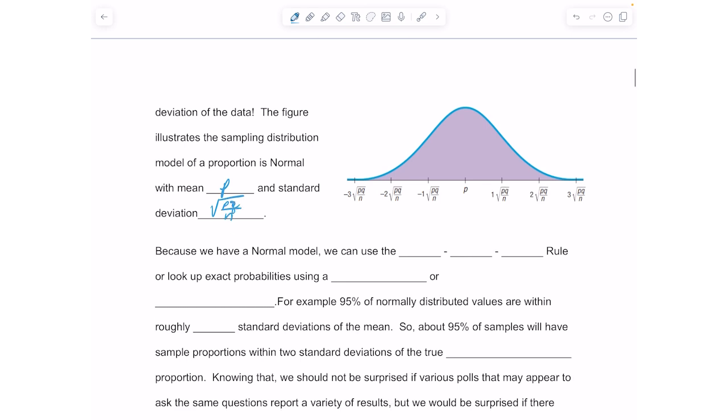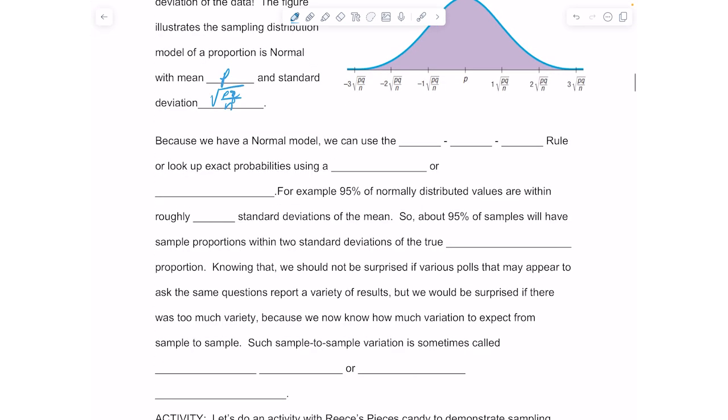Because we have a normal model, we can of course use the empirical rule, 68, 95, 99.7, or we can look up exact probabilities using the table or technology. For example, 95% of normally distributed values are roughly within 2 standard deviations of the mean. So about 95% of samples will have sample proportions within 2 standard deviations of the true mean, or the true population.